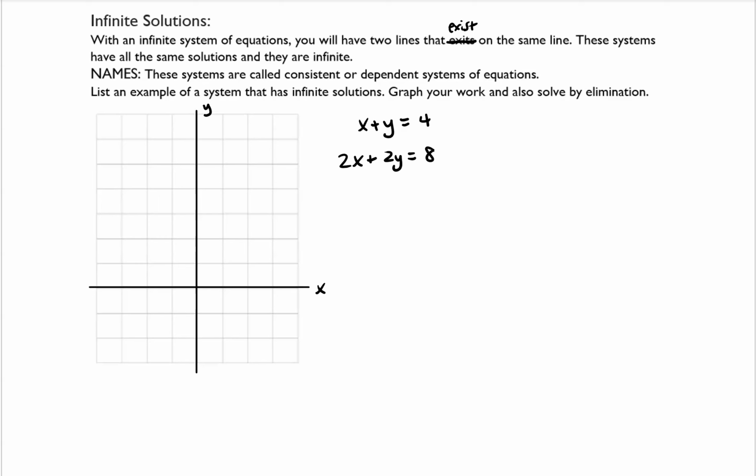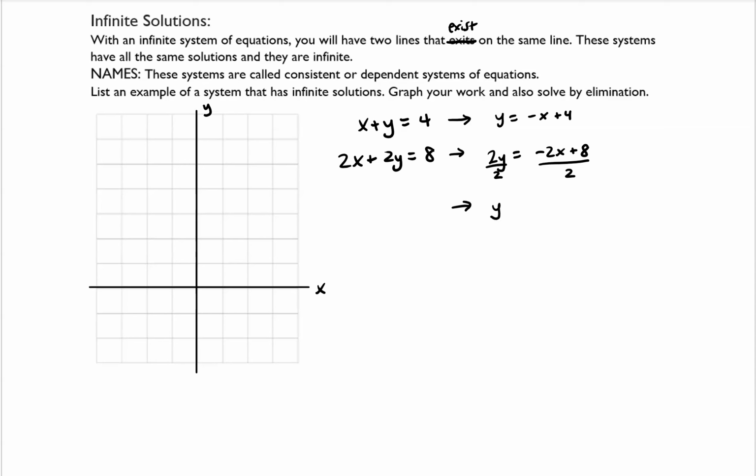So we have x plus y equals 4 and 2x plus 2y equals 8. I'm going to move these over so that they are in slope-intercept form. So in the first equation, if I subtract x on both sides, we're going to get y equals negative x plus 4. And in the second equation, if I subtract 2x on both sides, I get 2y equals negative 2x plus 8. And I need to solve for y, so I'm going to divide both sides by 2.